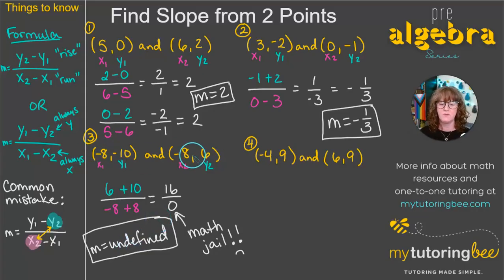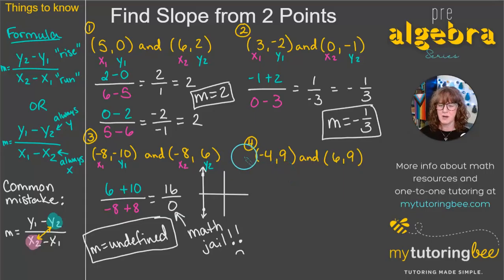If we could try to visualize where these 2 points are, if we have a graph here. So let's see, negative 8, negative 10, that's going to be somewhere down here. Negative 8, positive 6, that's going to be somewhere up here. So that is going to create a vertical line for us because we have those negative 8s are x coordinates for both of those numbers. So they're both going to be one right on top of each other. So that does give us an undefined slope.